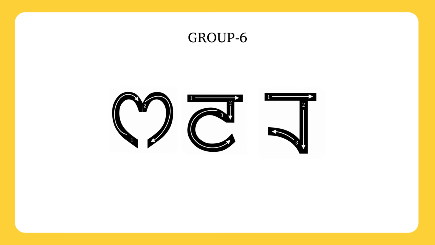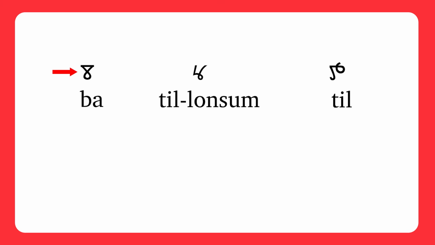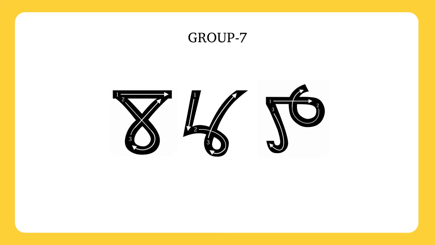With group 6 complete, excellent work. Let's now revisit the letters slowly and review their strokes. Sum, Lai, Lai Lonsum. Now let's return to group 7, which consists of EPEX Bar, Till Lonsum and EPEX Till. Group 7: Bar, Till Lonsum, Till.